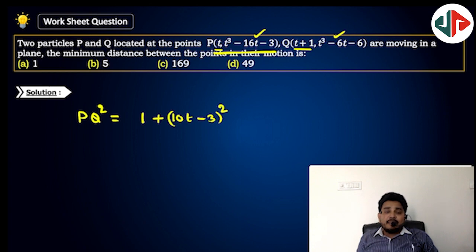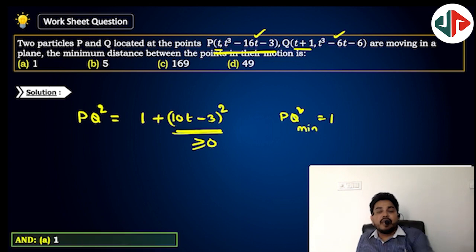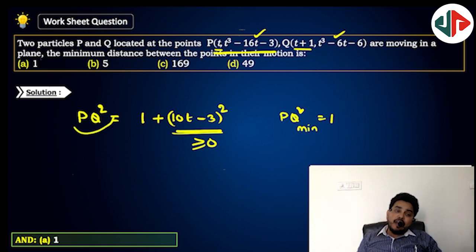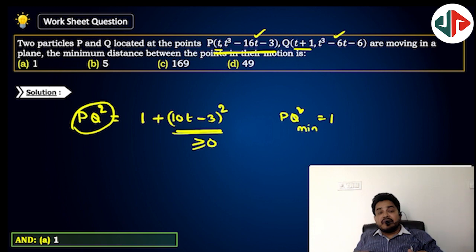Okay, so what is the minimum distance? This is always greater than or equal to 0. When t is equal to 3 by 10, this value goes to 0. So the PQ square minimum value is equal to 1. So the minimum value of PQ is 1 when t is equal to this one. There is no point of going for differentiation, it is not required; with the observation also we can tell that.